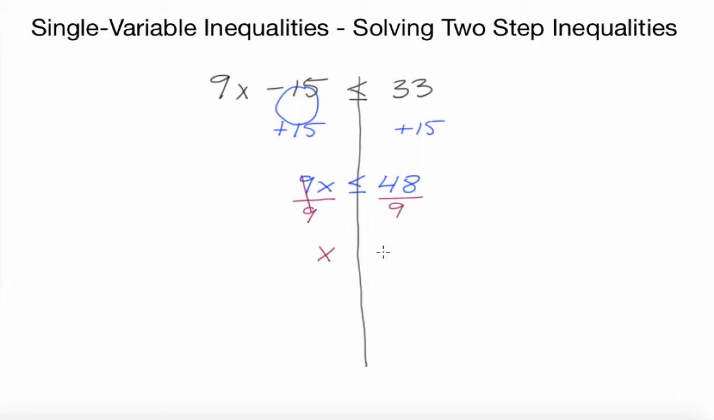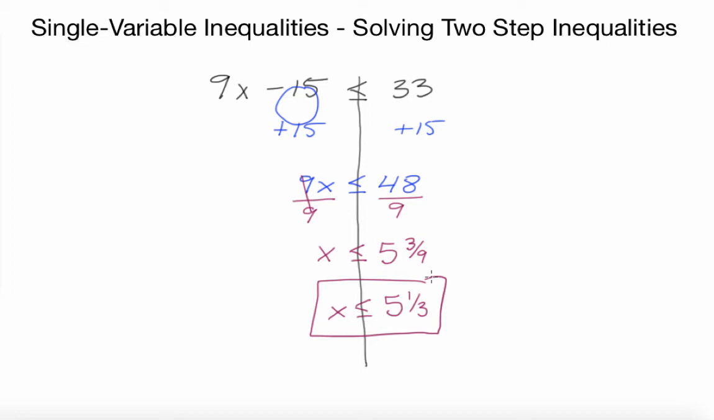So 48 divided by 9, 9 goes in 5 times perfectly with a remainder of 3, and I'm dividing that 3 by 9. And I divided both sides by a positive number, so I can leave the inequality the same. So there we go, x is less than or equal to 5 3/9, and I can simplify that 5 3/9 to 5 1/3. Reduce my fraction down. So there we go, there's my solution.